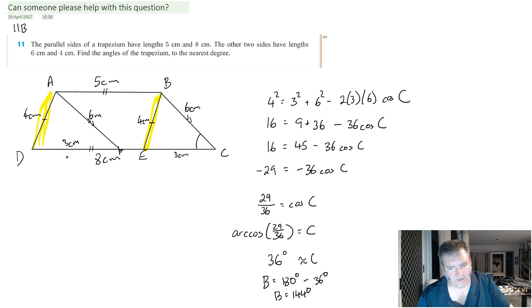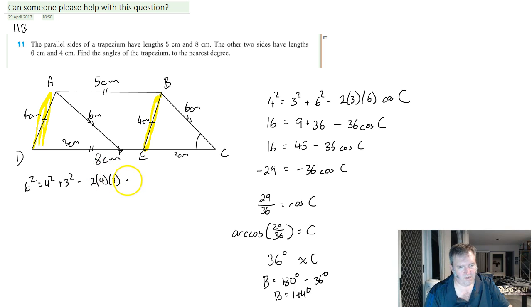So I can find angle D. I'm given the three sides. Cosine rule will get me there, won't it? So let's have a go. 6 squared equals 4 squared plus 3 squared minus 2 times 4 times 3 multiplied by the cosine of D. A little bit of trickery and rearranging. 16 and 9, I'm pretty sure we can get to 25 from that. 8 by 3 is 24. Cosine D, subtracting 25, and I have 11 equals negative 24 cosine D. Divide by negative 24, and I've got negative 11 over 24 equals the cosine of D.